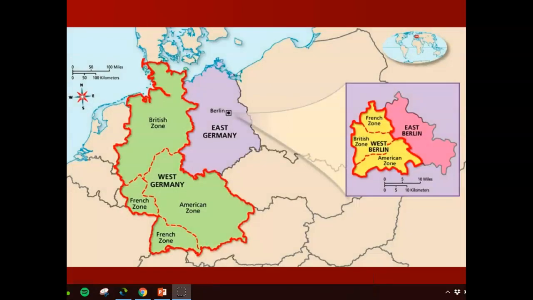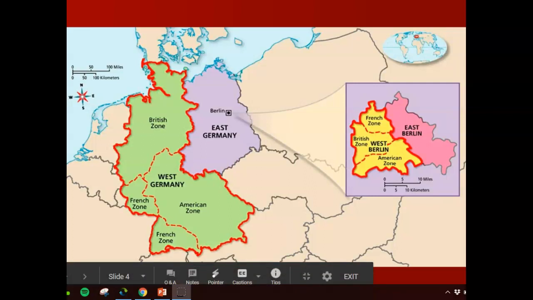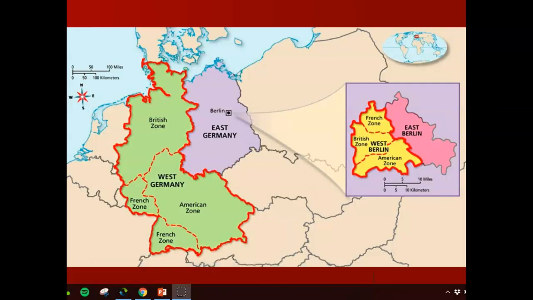Here's a map of the British zone and the American zone and the French zone in the western parts of Germany that actually become West Germany around 1949. And then the eastern zone, which was controlled by the Soviet Union, with Berlin, as I said, sort of in the middle there. And then you can also see the map of Berlin on the right-hand side.